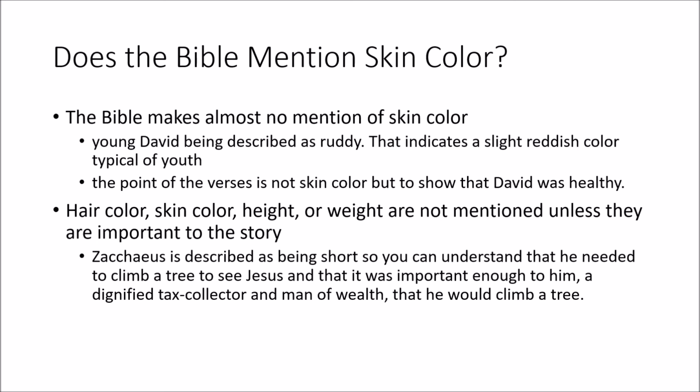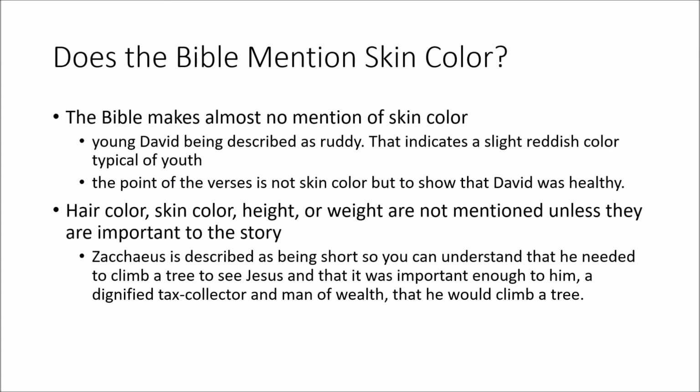If you remember the story of Zacchaeus, he's described as being a short person. The reason he's being described as a short person is that we need to understand that he has to climb up a tree so that he can see Jesus in the crowd. We're not being told that he's short for any other reason other than that it gives him the need to climb up in a tree to be able to see.